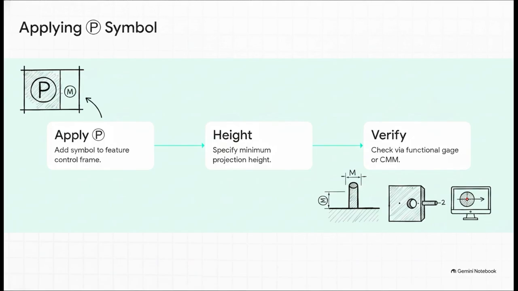Okay, so let's see how this actually builds into a real drawing specification. Step 1, you just place that circled P symbol in the feature control frame, right after your positional tolerance and any material condition modifiers. Simple enough. Step 2, you have to specify the minimum projection height. You write this as a basic dimension right next to the symbol, and it represents the maximum permissible thickness of your mating part. Finally, step 3, you verify this on the shop floor. Now, ideally, this is done using a physical functional gauge with a pin manufactured to that exact projected height.